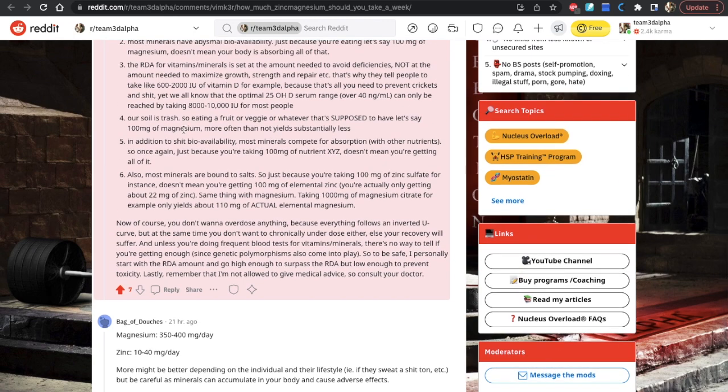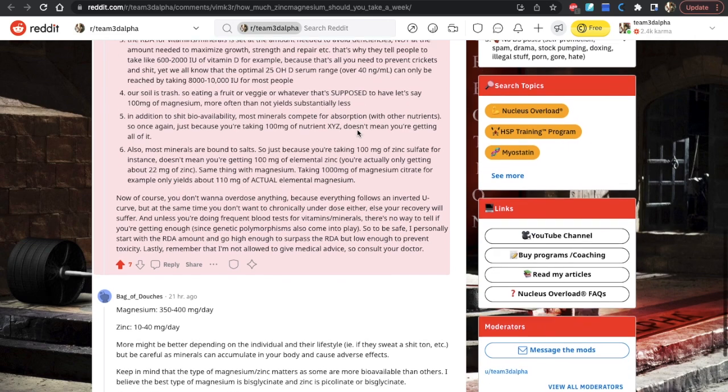Next, our soil is trash. So eating a food or veggie that's supposed to have, let's say, 100 milligrams of magnesium more often than not yields substantially less. You also got to factor that in. Just because on MyFitnessPal or Cronometer it shows that your bowl of spinach has 100 milligrams of magnesium does not mean that it actually has 100 milligrams. You got to factor in the fact that our soil is so deficient in nutrients because of all the aggressive farming practices.